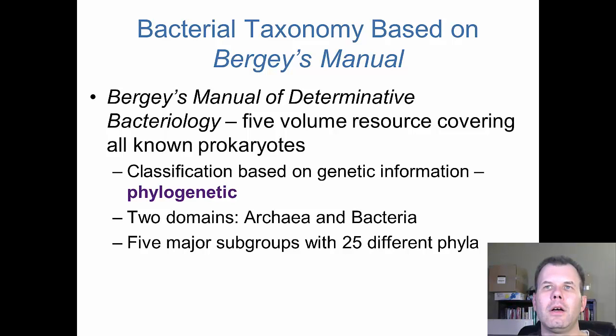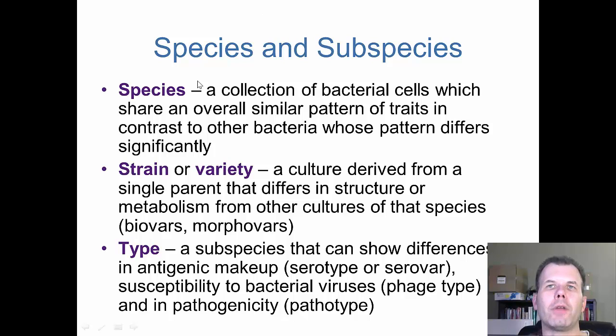Okay? All right, and then we can talk about species versus strain versus type, and we're going to refer to a lot of these things. A species is basically a collection of bacteria. So we have lots of species. The difference between Staphylococcus aureus and Escherichia coli, for example, is that they are two different species.